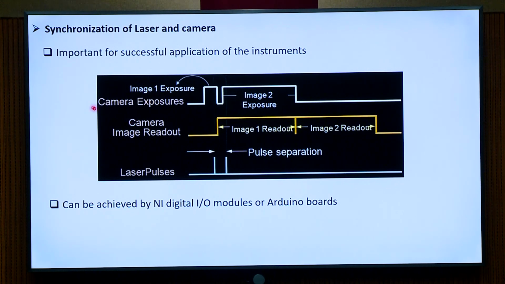Okay, so this is about the synchronization of laser and camera. The laser and camera have to be synchronized. They have to be operated simultaneously, such that whenever we have a laser pulse, only at that time we capture the image.